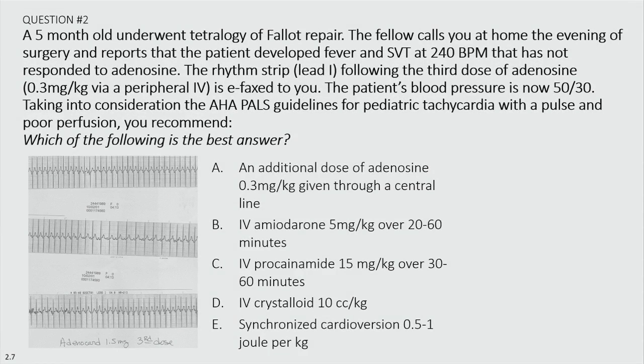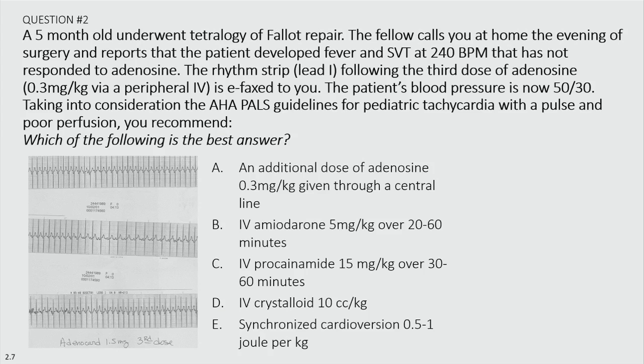A 5-month-old who underwent tetralogy of Fallot repair. The fellow calls you at home the evening of surgery and reports that the patient developed fever and SVT at 240 beats per minute that has not responded to adenosine. They do a rhythm strip following the third dose of adenosine at 0.3 milligrams per kilo via peripheral IV and a quick IV push, which is shown to you. The patient's blood pressure is now 50/30 millimeters of mercury. Taking into consideration the AHA PALS guidelines for pediatric tachycardia with a pulse and poor perfusion, you recommend the following.